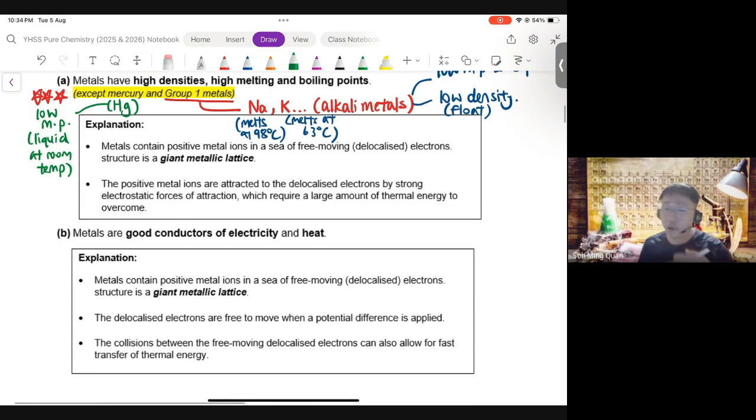Next, we move on to the point that metals are good conductors of electricity and heat. Now, this one, there are no exceptions. All metals, no exceptions, are good conductors of electricity and heat. And this has to do with the free moving delocalized electrons in the giant metallic lattice. So the delocalized electrons are free to move when you apply a potential difference, a PD, across the piece of metal. Now, how do you apply the potential difference? Typically, you wire it up to a cell.